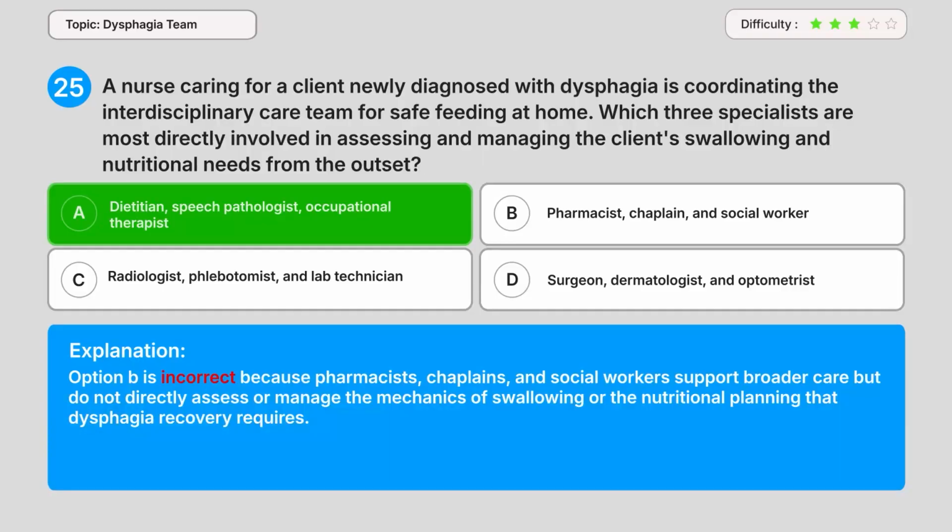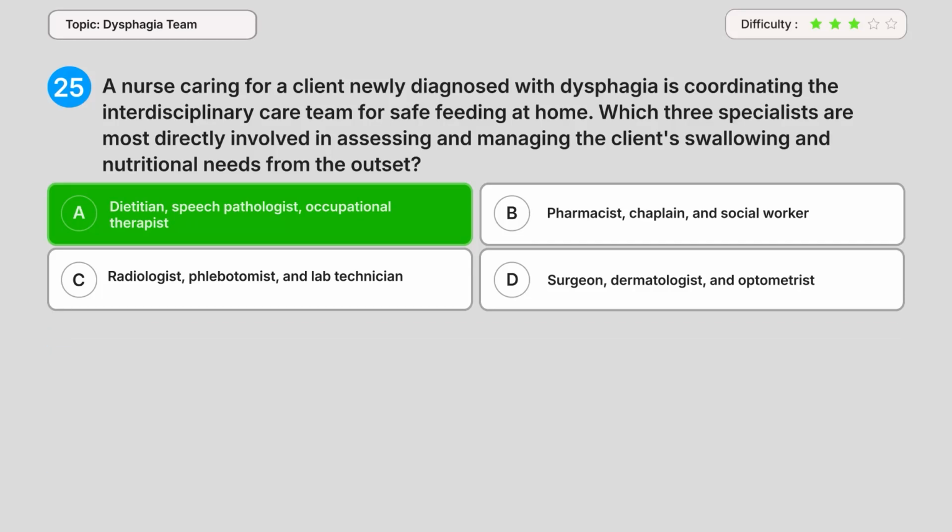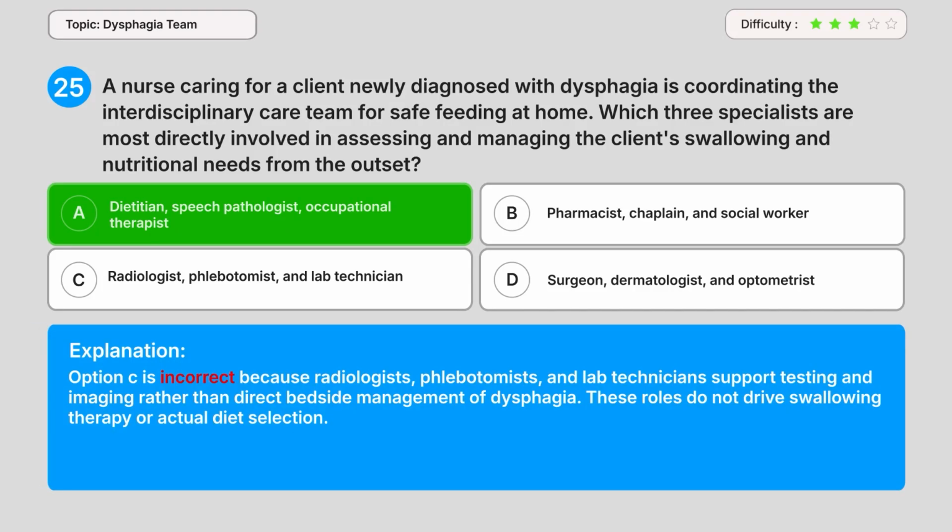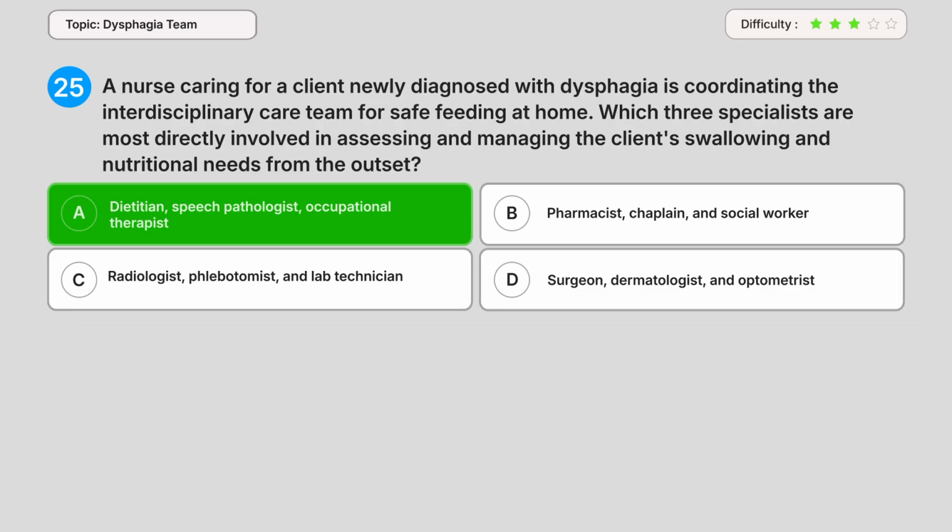Option B is incorrect because pharmacists, chaplains, and social workers support broader care but do not directly assess or manage the mechanics of swallowing or the nutritional planning that dysphagia recovery requires. Option C is incorrect because radiologists, phlebotomists, and lab technicians support testing and imaging rather than direct bedside management of dysphagia. These roles do not drive swallowing therapy or actual diet selection.